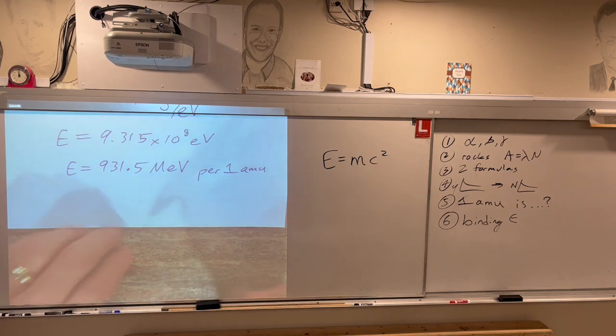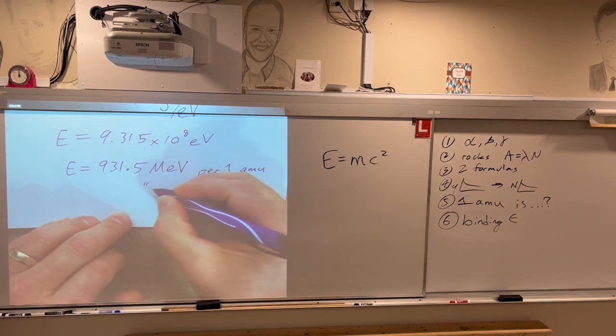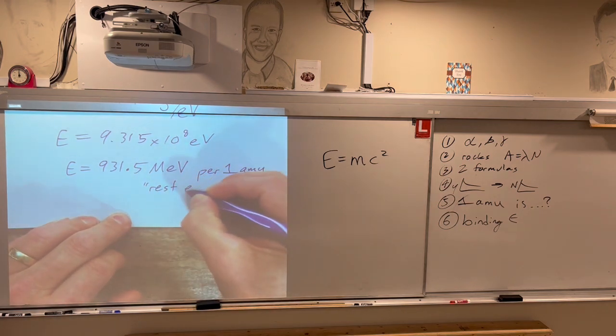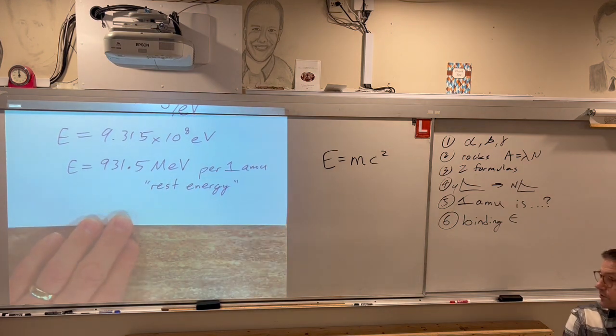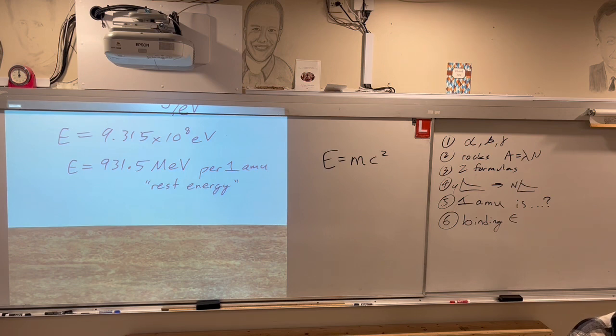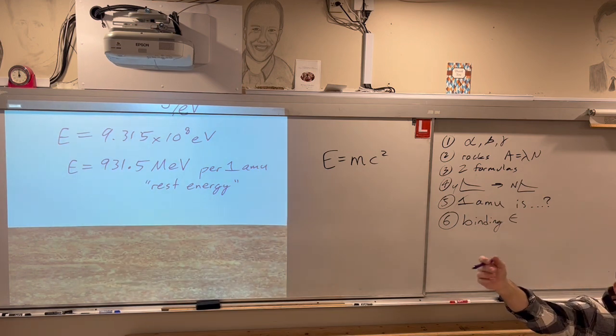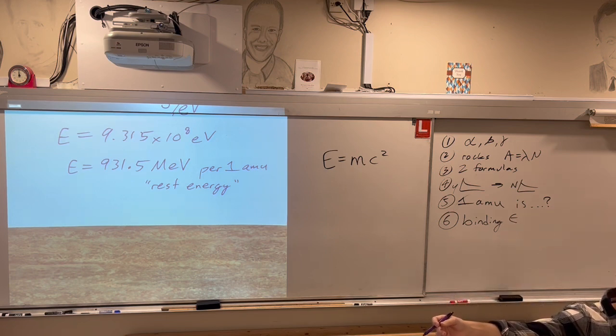So this is the rest energy, we call it. So say you wanted to find the amount of energy in a carbon atom. You would just take this and times it by 12, and you would have your mega electron volts. And so if that whole carbon nucleus went into energy, you would get all those mega electron volts of energy.